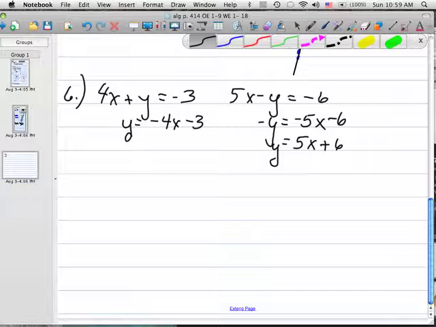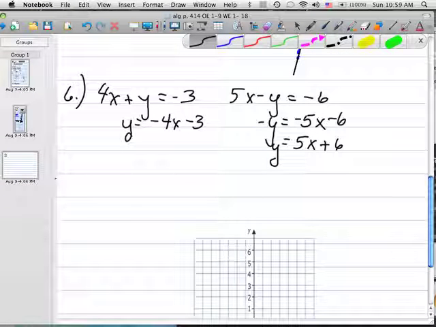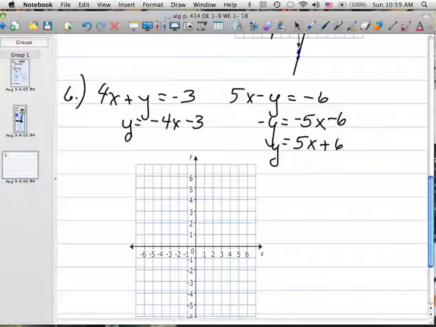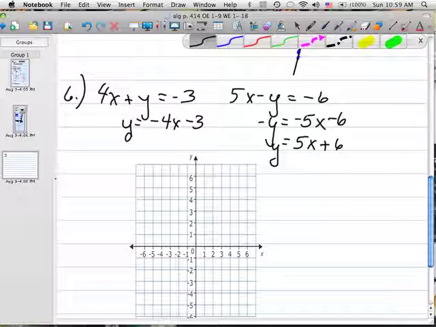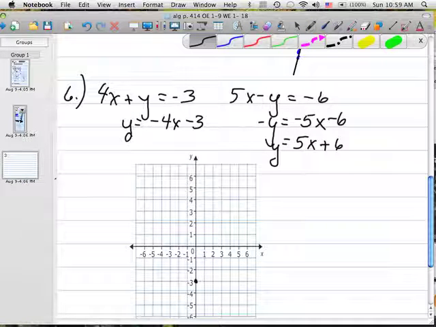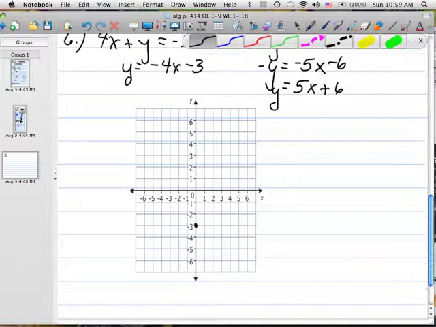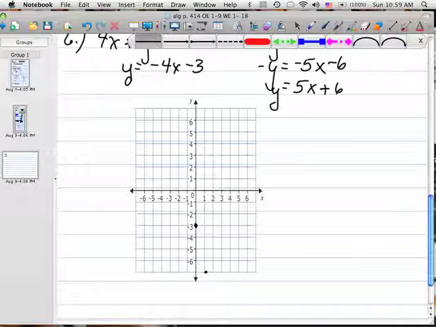And go to your graph paper and graph these two lines. First one, the intercept is 0, -3, and the slope is -4, so we go down 4: 1, 2, 3, 4, and 1 to the right. Connect that with a line.